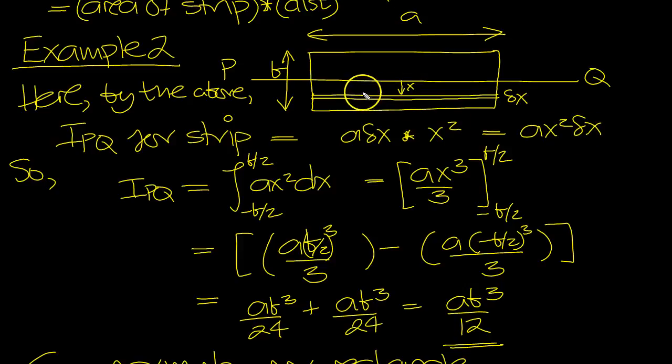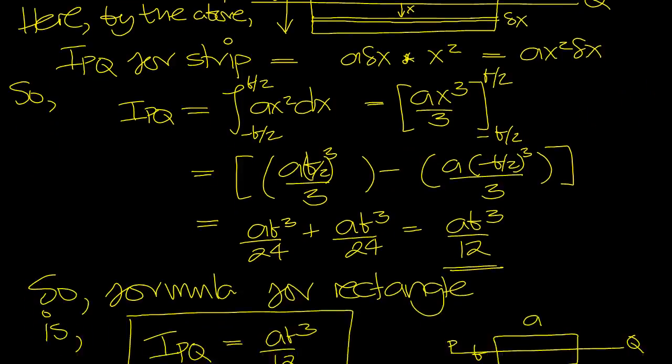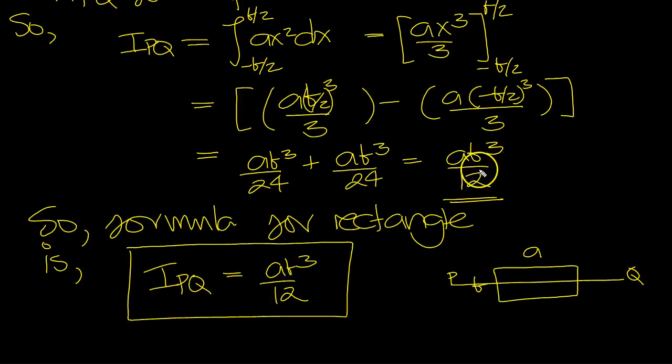We need to sum all these strips from this value all the way up to this value. So x goes from here up to here: from minus b over 2 to b over 2, we sum up these A x squared dx's. That's just an integration: raise the power, take the top value, take the bottom value, work it out, and we get this formula for a rectangular lamina, A b cubed over 12. And here's the formula here.